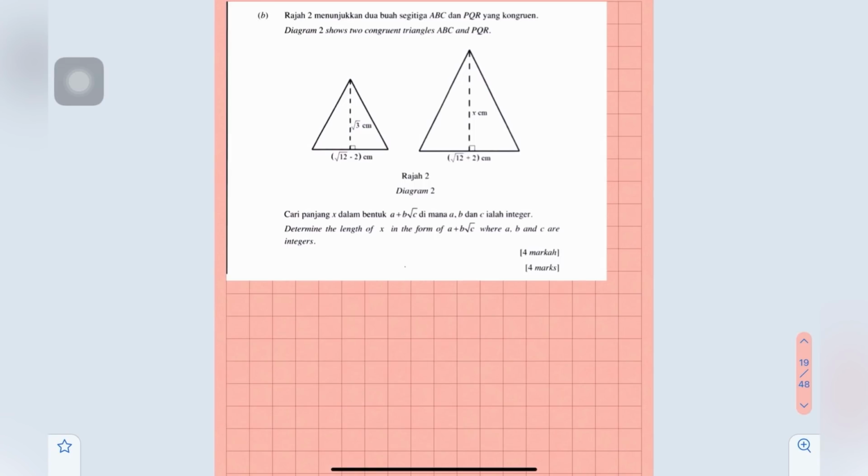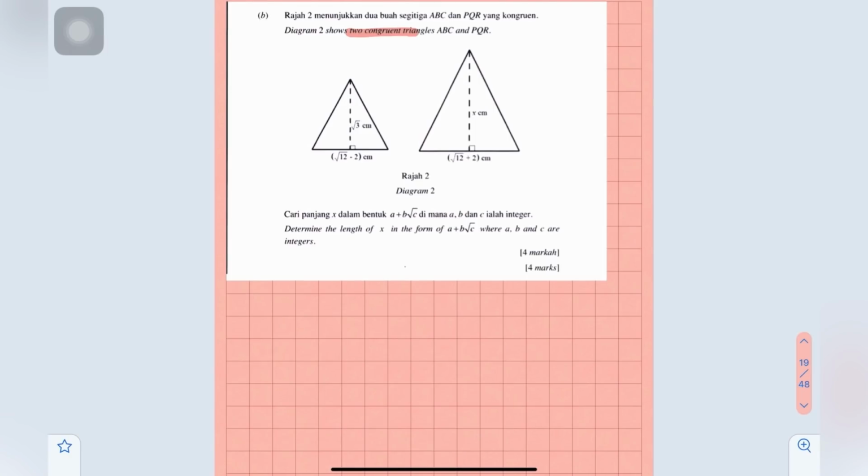Okay, B pula. Diagram 2 shows two congruent triangles ABC and PQR. Tak ada label ni, kita assume lah mana-mana. So determine the length of x in the form of a plus b root c where a, b and c are integer. Okay, so dekat sini penting perkataan congruent. Maksudnya kita boleh guna ratio, rates and proportion. Okay, dia nak x so kita start daripada x lah.